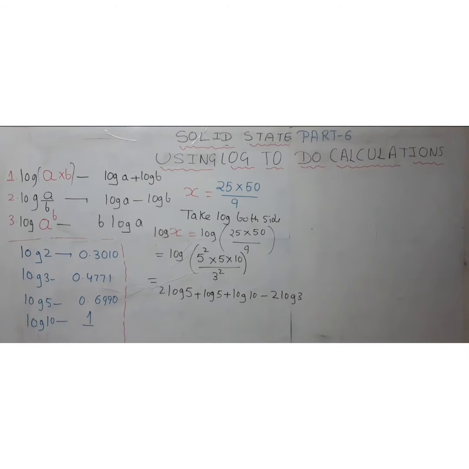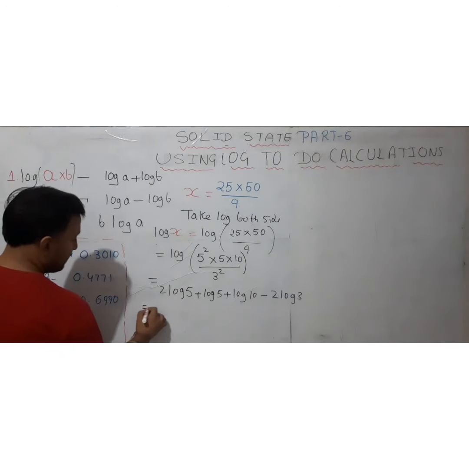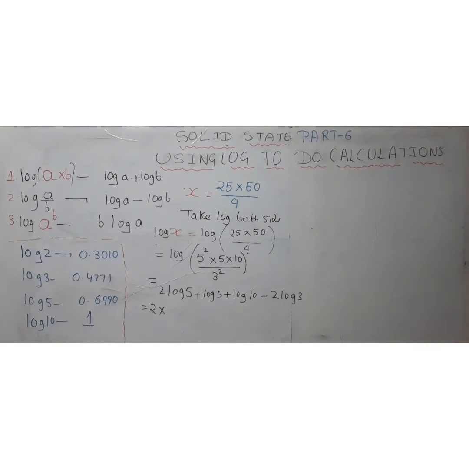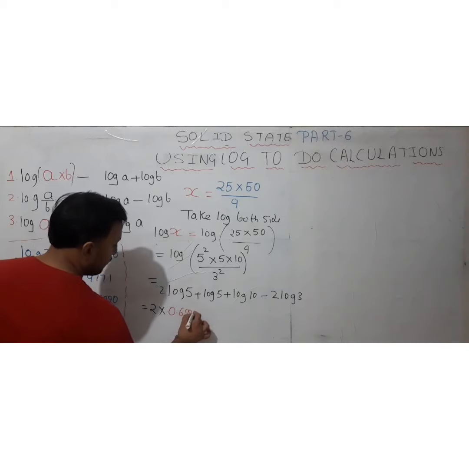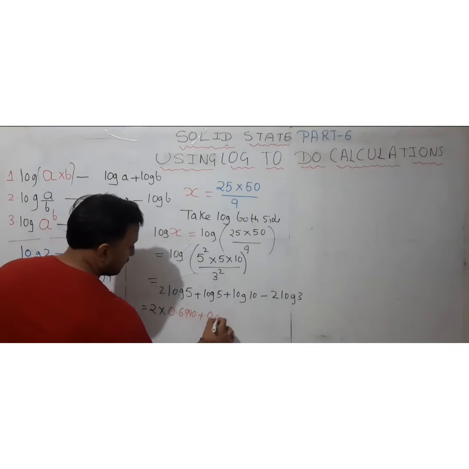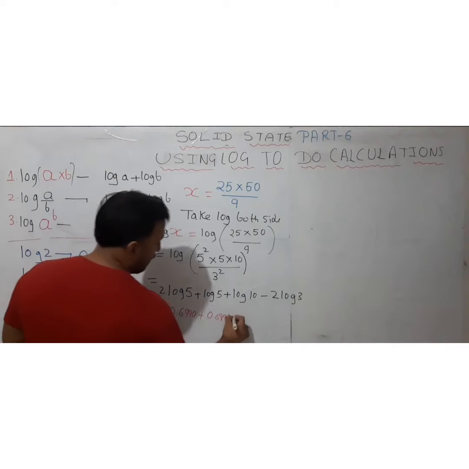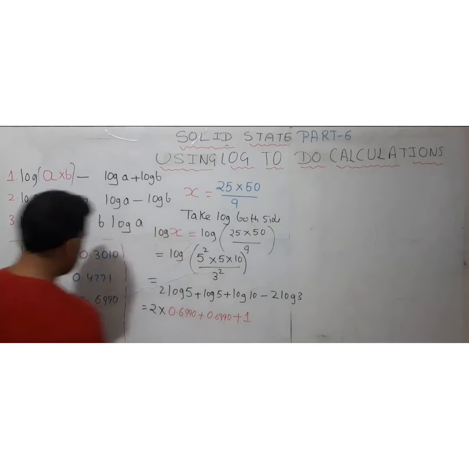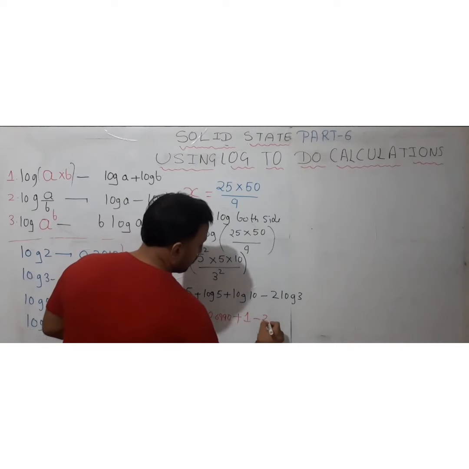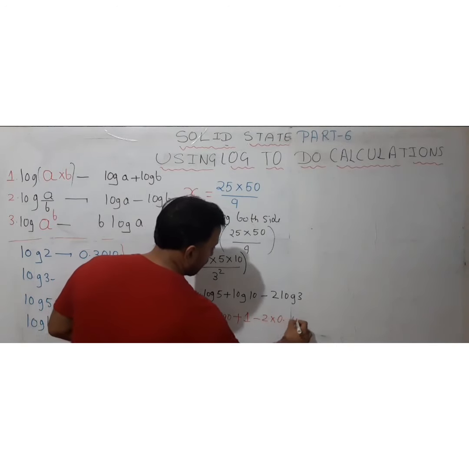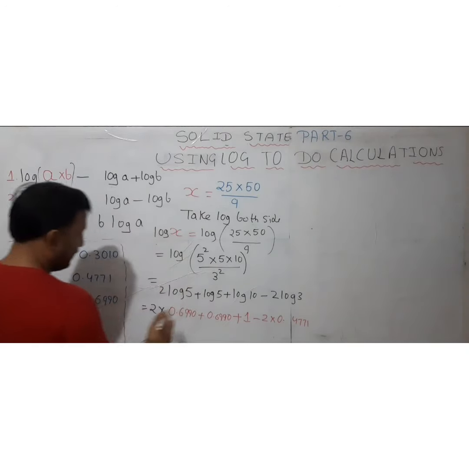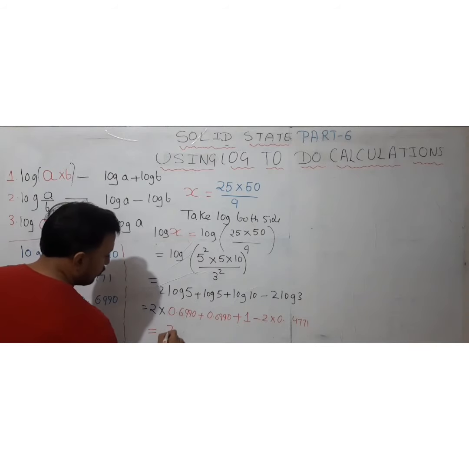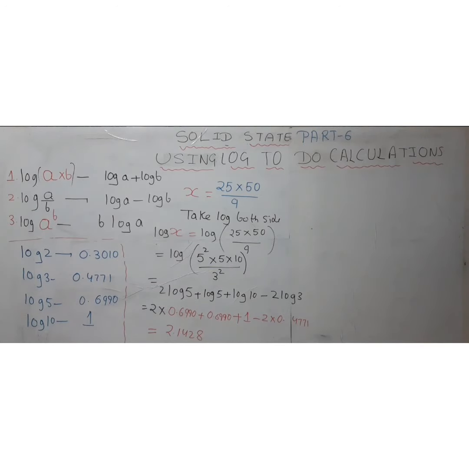Okay, now one by one we are going to put in the values. As 2 is there, what is the value of log 5? 0.6990. Again 0.6990, because again log 5 is there. What is the value of log 10? 1. Then the value of 2 log 3 is 0.4771. Okay, when you multiply, add and subtract these, finally the value will be equivalent to 2.1428. Okay, so that is how we have calculated.